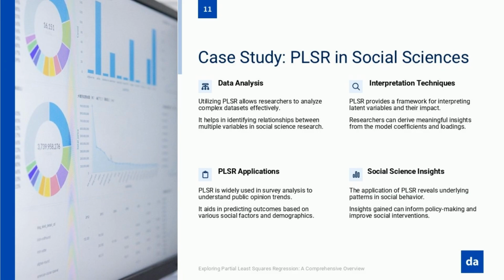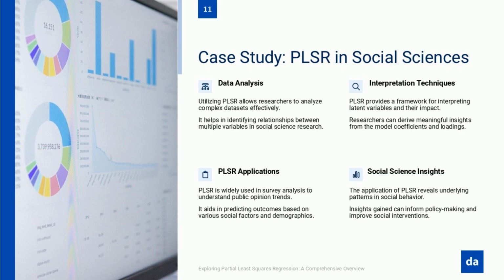Take survey research, for example. Suppose a study wants to understand how different social factors like income, education, and community engagement influence happiness levels. Instead of looking at each variable in isolation, PLSR extracts the key patterns that explain the most variance in happiness. This allows researchers to see the bigger picture. Maybe it's not just income that matters, but a combination of financial stability and social relationships.